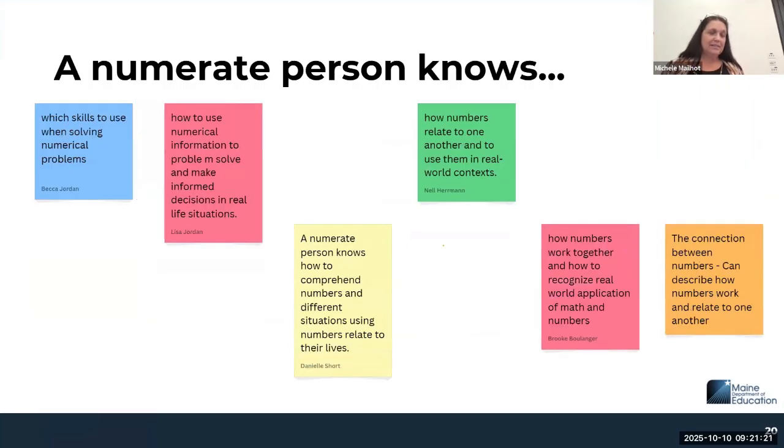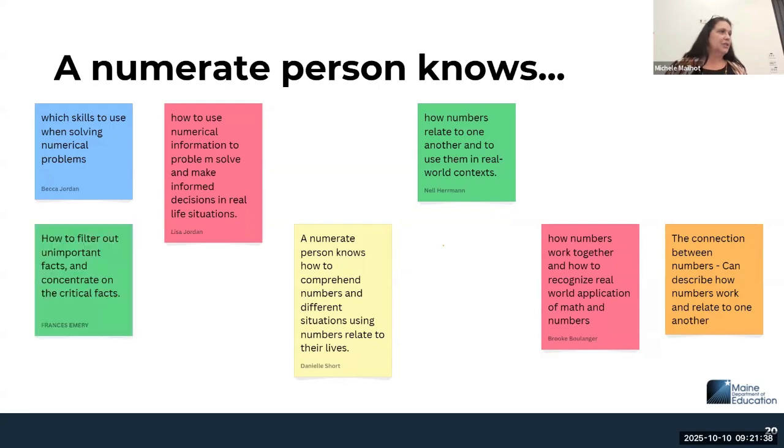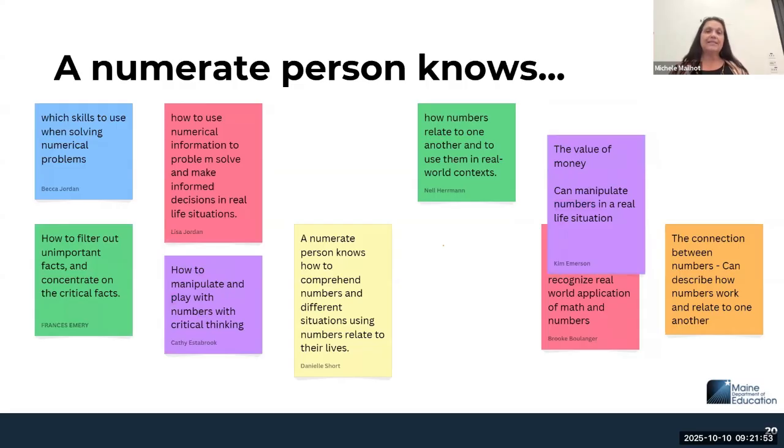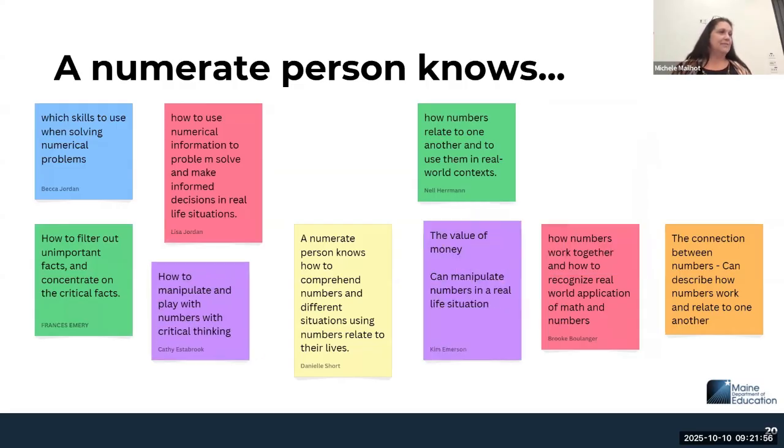Our next prompt: a numerate person knows how numbers relate to one another and how to use them in real world contexts. The connection between numbers can describe how numbers work and relate to one another. Which skills to use when solving numerical problems? That's really big for us. We may have a lot of knowledge and skills, but when do we apply specific knowledge and skills? So a numerate person has an understanding of how to do that.